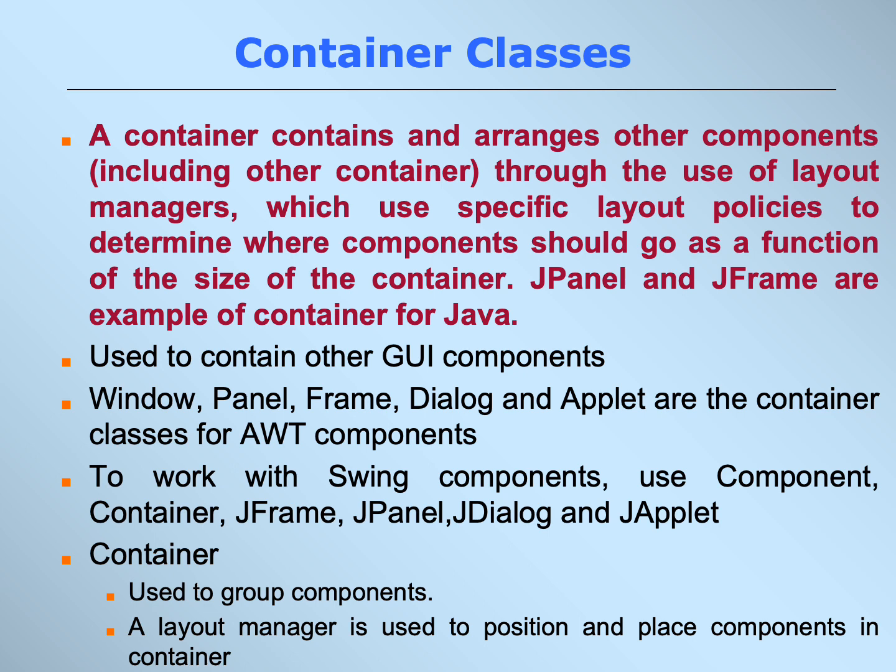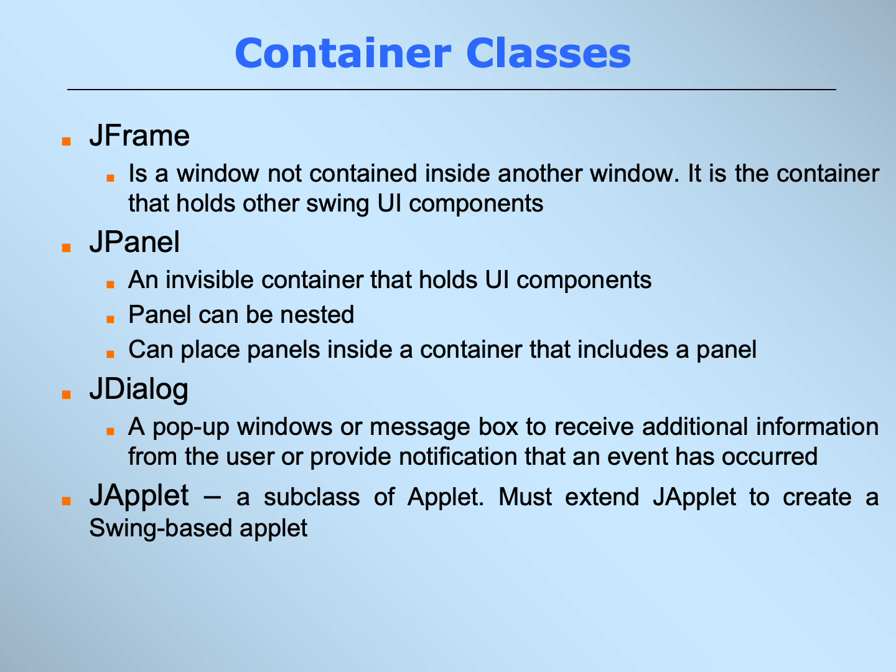Window, panel, frame, dialogs, and applet are the container classes for AWT components. To work with Swing components, use the container classes JFrame, JPanel, JDialog, and JApplet. A container is used to group components. A layout manager is used to position and place components in the container. Examples of container classes are JFrame, JPanel, JDialog, and JApplet.